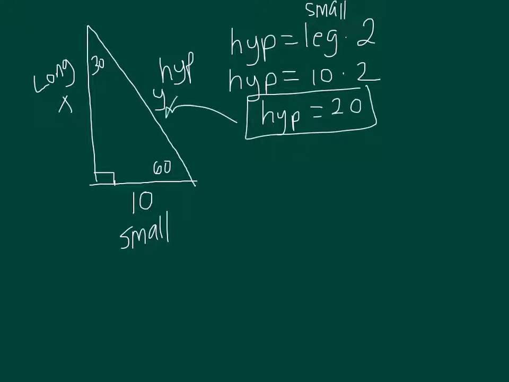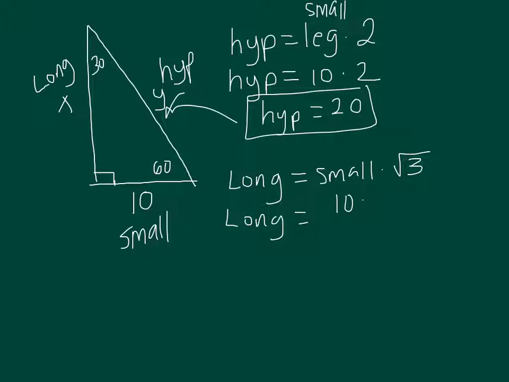So there's your y. Hypotenuse equals 20. Now we want to find the long. So I'm going to do long equals, and if we look back on our cheat sheet, the long equals the small leg times radical 3. So the long equals the small, which is 10, still, I'm just plugging in, times radical 3.